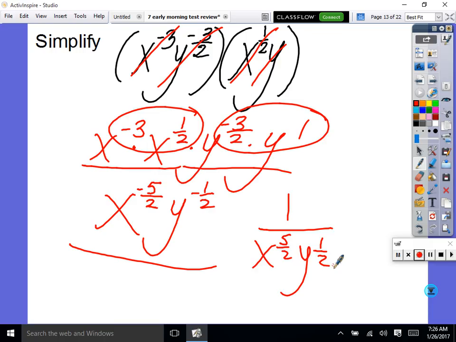So we're done. So what if we would have ended up with this as our answer? x squared y to the negative 3/2. The only one we flip is that one, right?